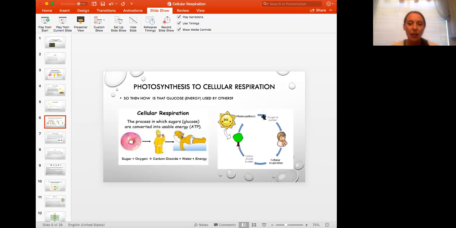So you can see how these two processes are connected. We rely on each other. Producers rely on us for the carbon dioxide and the water, and of course sunlight as well. We rely on producers for that oxygen and that glucose.